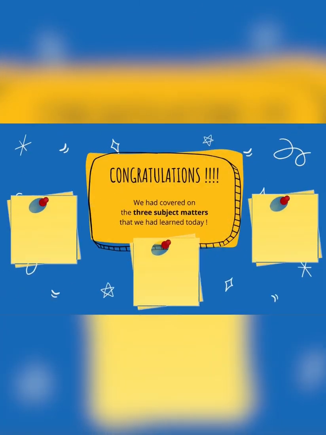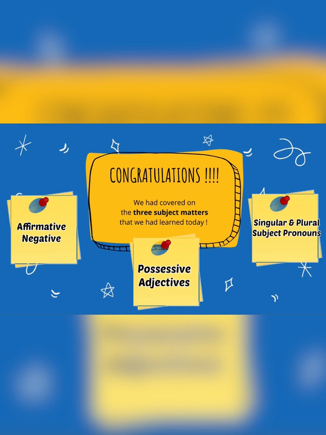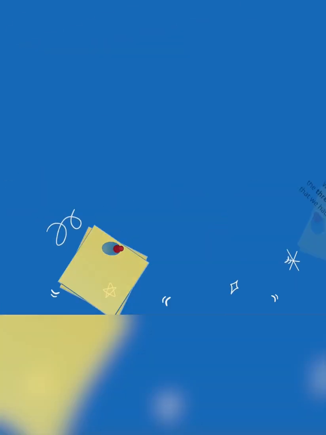Well, now boys and girls, this is the end of our lesson for today. Congratulations to you guys that we have now covered affirmative and negative, subject pronouns, and also possessive adjectives. I hope you guys can understand the explanation that I've mentioned to you in English as well as in Bahasa Melayu.